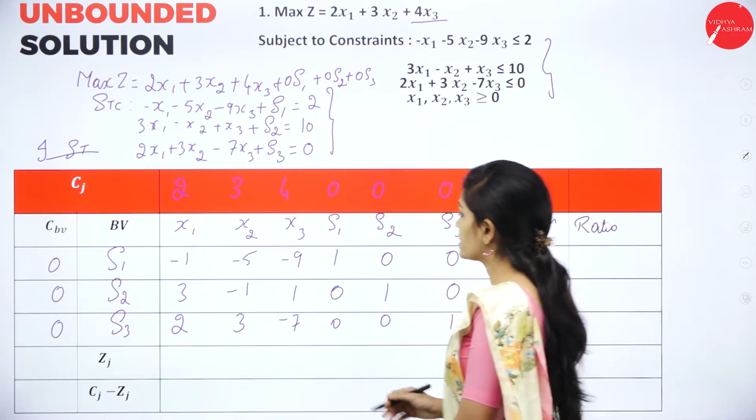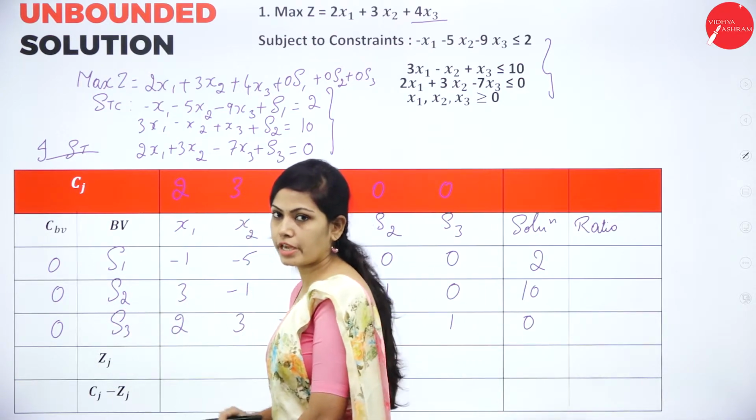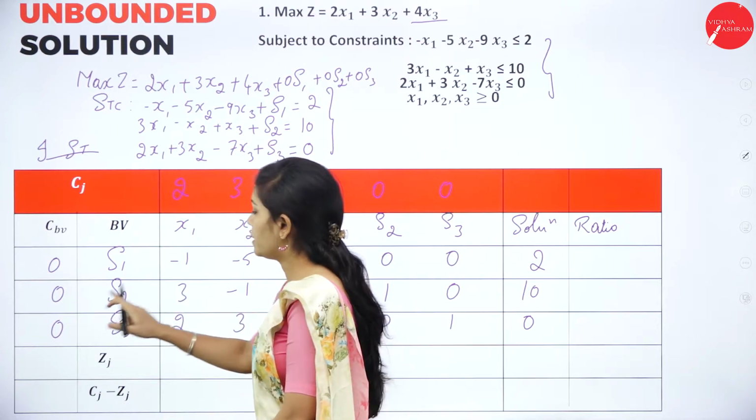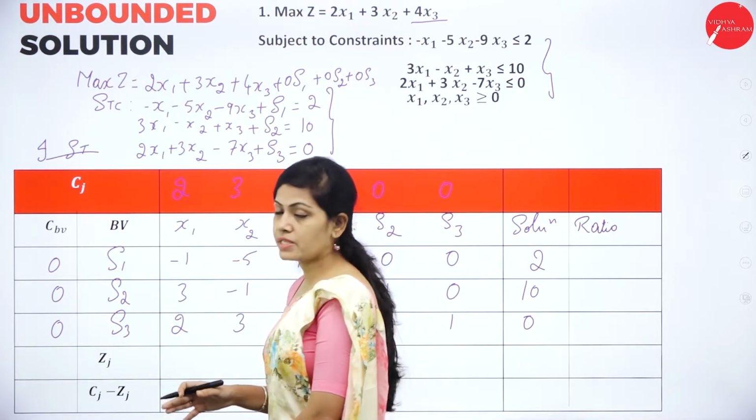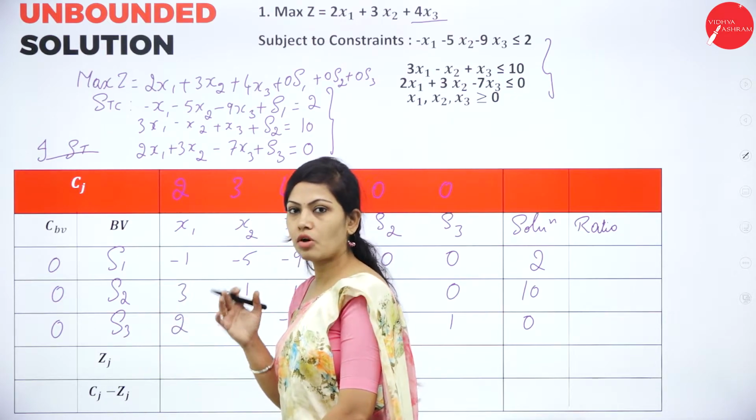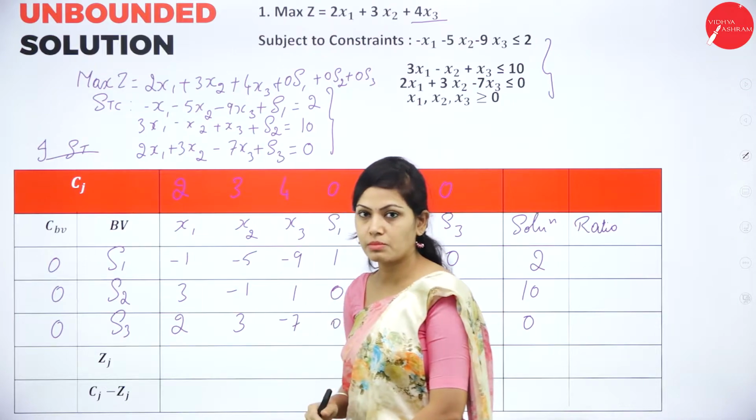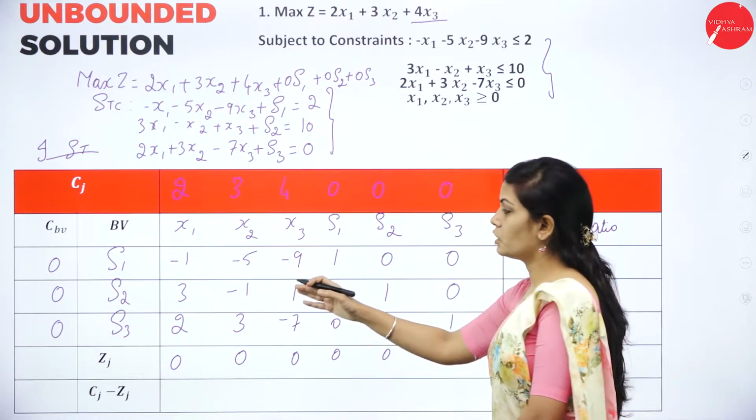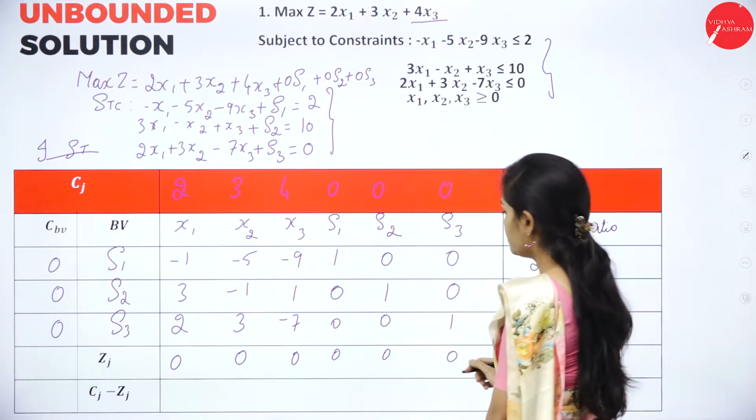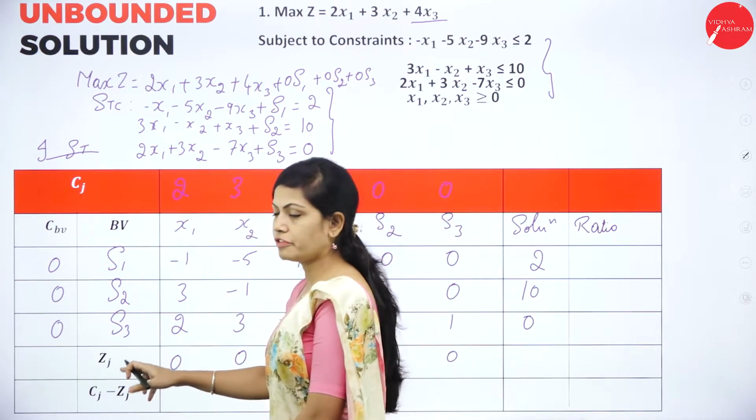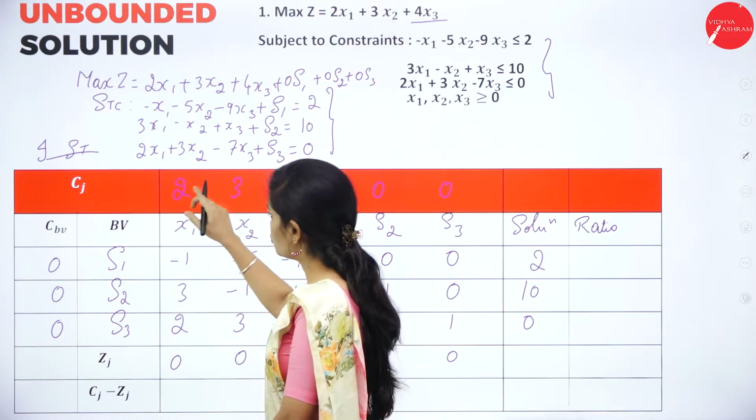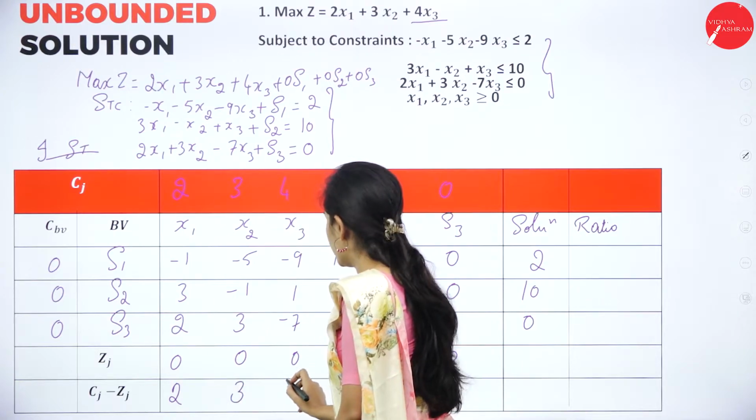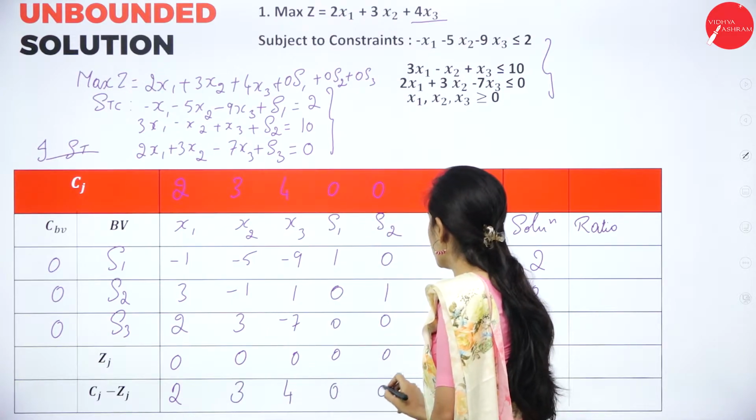So what is the next step? Next step is you have to find Zj value. How to find the Zj value? 0 into -1 plus 0 into 3 plus 0 into 2. Already I have discussed this in my previous session. All the Zj values are always 0 in the initial simplex table, only in simplex method. So the values are 0, 0, 0, 0, 0, 0. 0 into any number is always 0 only. Then you have to find Cj minus Zj. After finding this Zj, you can find Cj minus Zj. So 2 minus 0 is 2, 3 minus 0 is 3, 4 minus 0 is 4, and 0 minus 0, 0 minus 0, 0 minus 0.